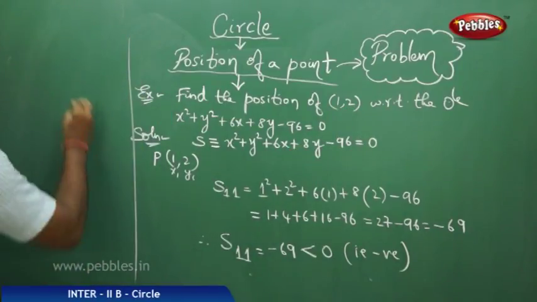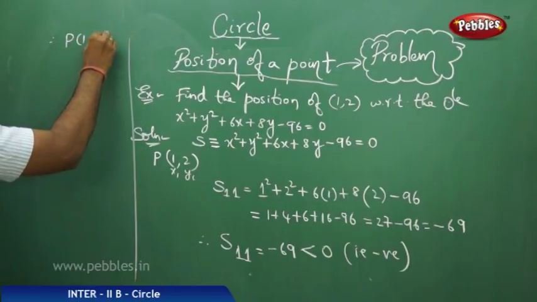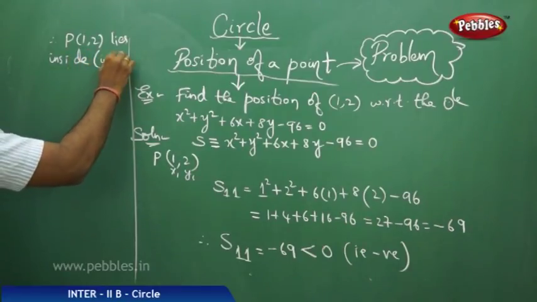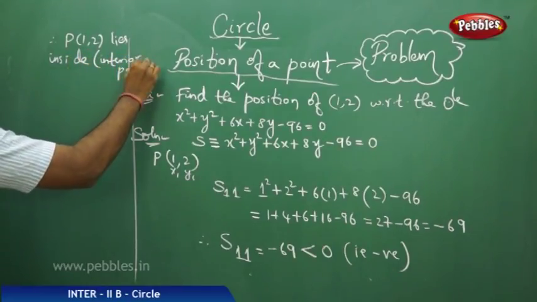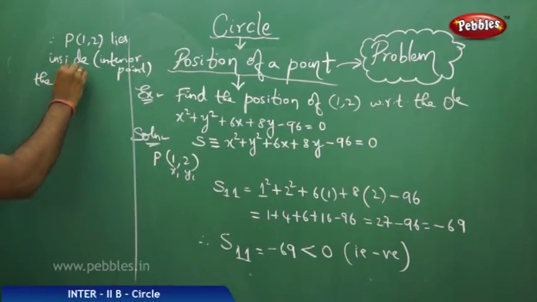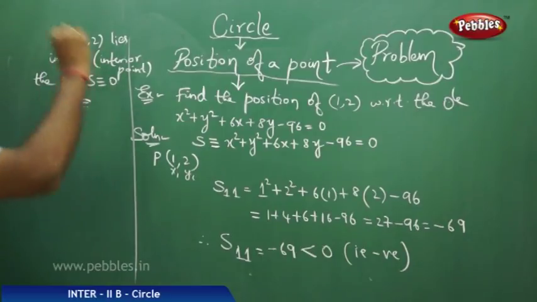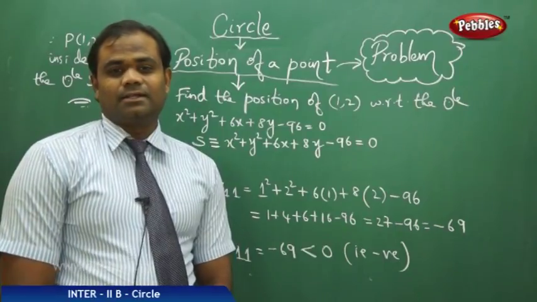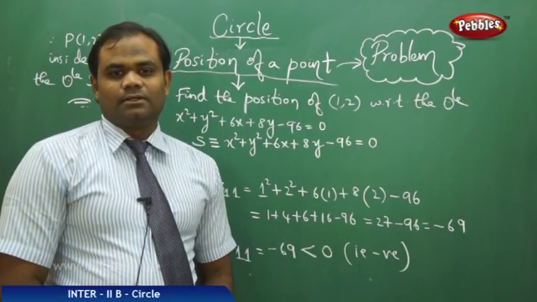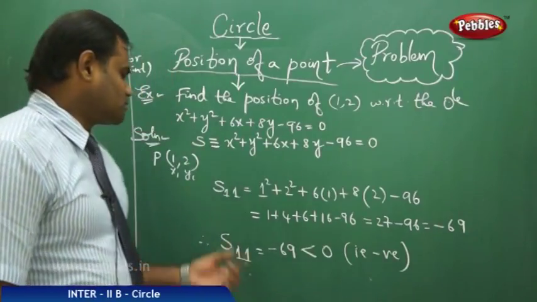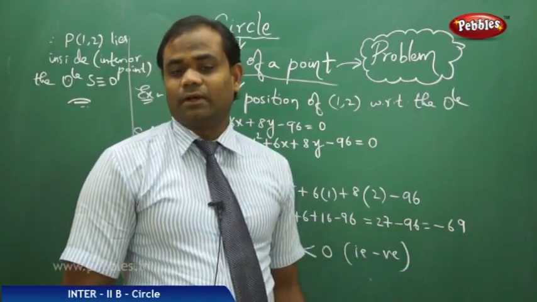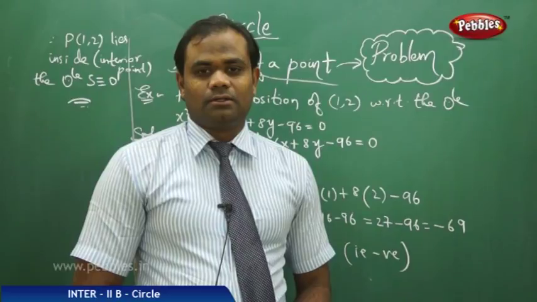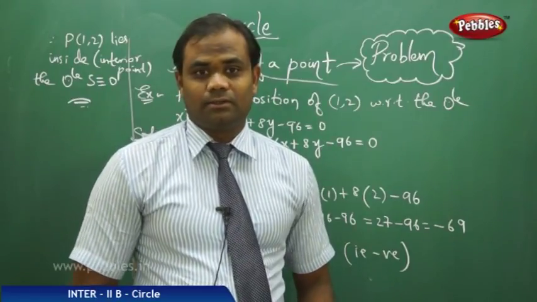Therefore P(1, 2) lies inside, or it is an interior point, and lies inside the circle S equal to 0. This is how we conclude. The negative value for S11 decides that the point lies inside the circle. So anytime we find the position, we just find S11 and the sign of S11 will decide whether the point lies inside, on, or outside the circle. That is the position of a point with respect to a circle.